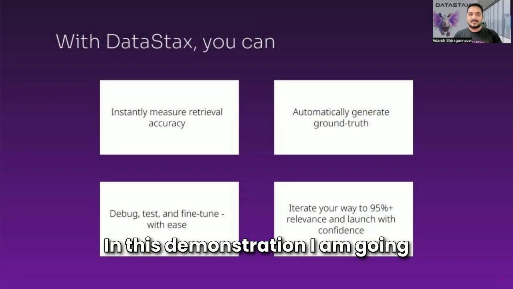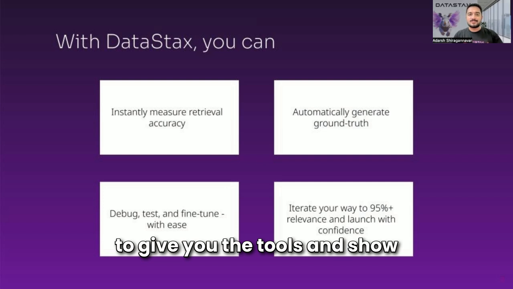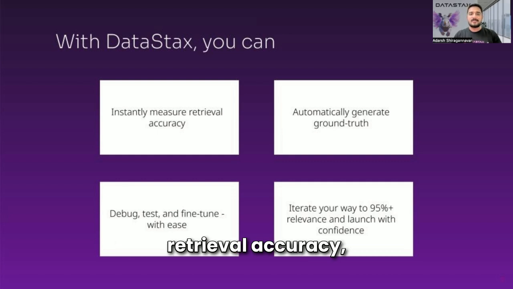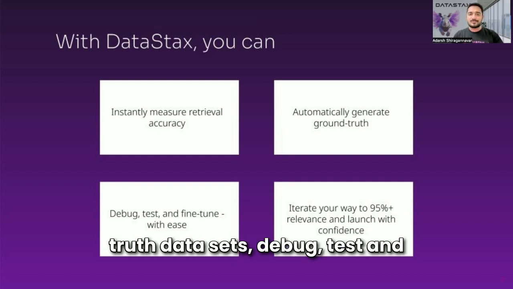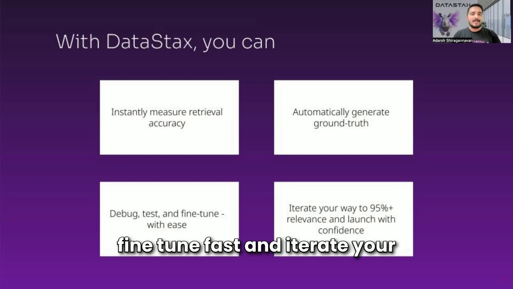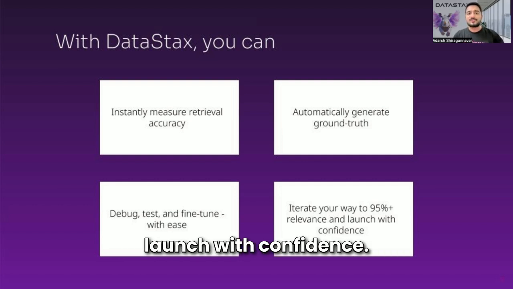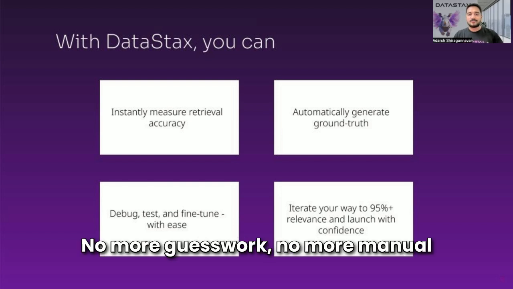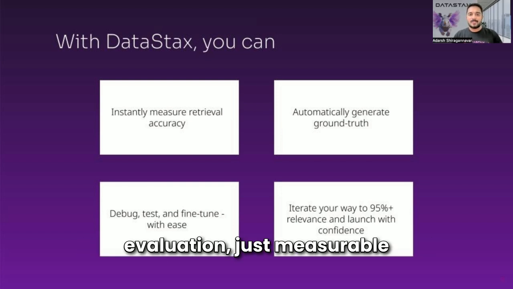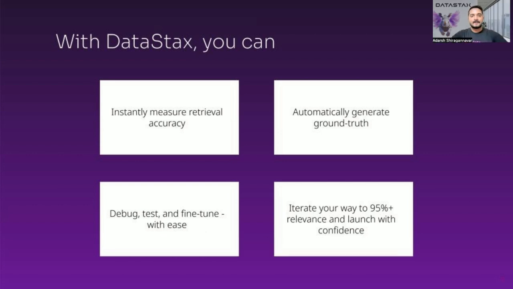In this demonstration, I am going to give you the tools and show you how to instantly measure retrieval accuracy, automatically generate ground truth datasets, debug, test, and fine tune fast, and iterate your way to 95% plus relevance and launch with confidence. No more guesswork, no more manual evaluation, just measurable results and better outcomes.